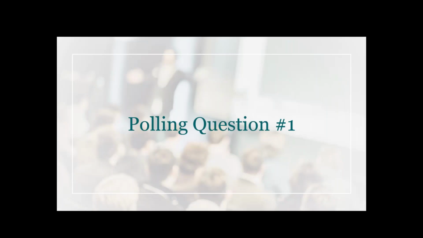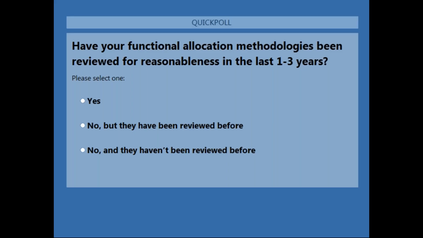And so now I'm going to turn it over to our first polling question. Okay, thanks. We have our first polling question here. Have your functional allocation methodologies been reviewed for reasonableness in the last 1 to 3 years? Please select your answer, either yes, no, but they have been reviewed before, or no, and they haven't been reviewed before.